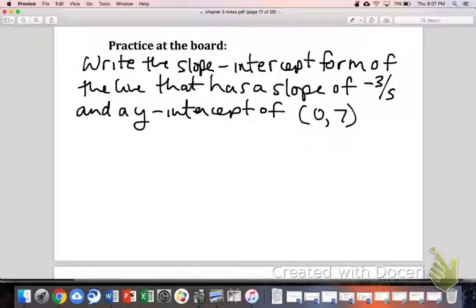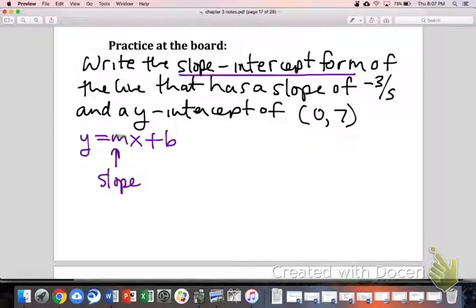All right, in order to get this one done right, here's what we need to do. First of all, we need to recognize what slope-intercept form is. Slope-intercept form is y equals mx plus b. And we want to remember what the m and the b stand for. Of course, the m stands for slope, and the b stands for the y-intercept. So all we need to do here really is plug in the numbers in the appropriate places. I know that my slope is m, and I'm told up here that my slope is negative 3/5. So I'm going to put that negative 3/5 in place of the m.